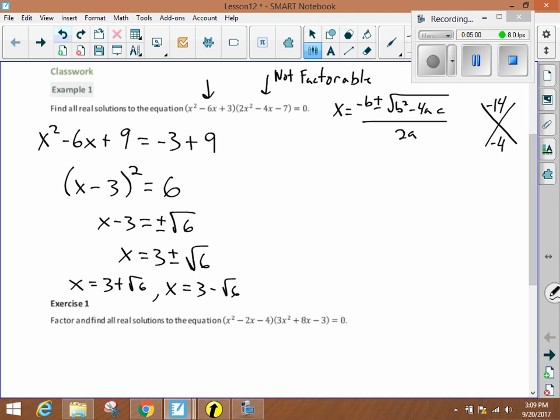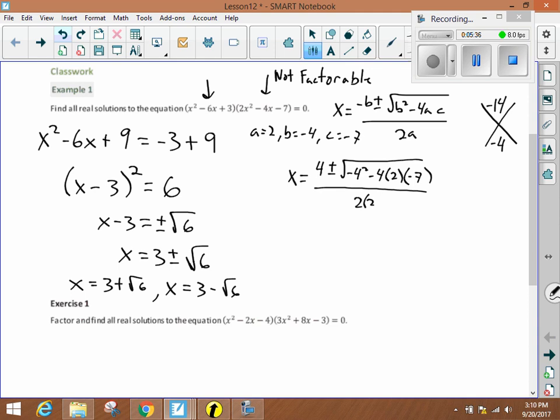In this case, a is equal to 2, b is equal to -4, and c is equal to -7. Let's plug those right in. So x is going to be the opposite of -4, which is 4, plus or minus the square root of -4 squared minus 4 times 2 times -7, all divided by 2 times 2.